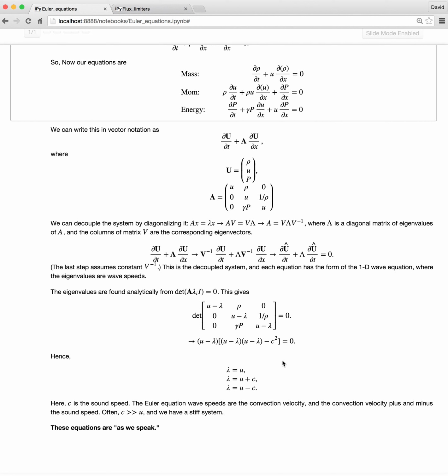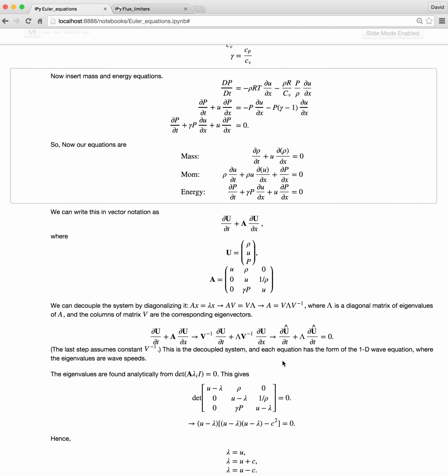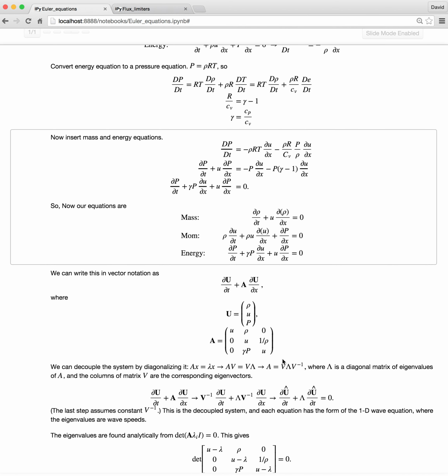Here c is the speed of sound, and the Euler equation wave speeds are the convection velocity and the convection velocity plus and minus the sound speed. In many flows, we have the sound speed being much, much faster than the convection velocity, and that results in a stiff system of equations. So this is just a good example of a system of equations that we see often in engineering practice.